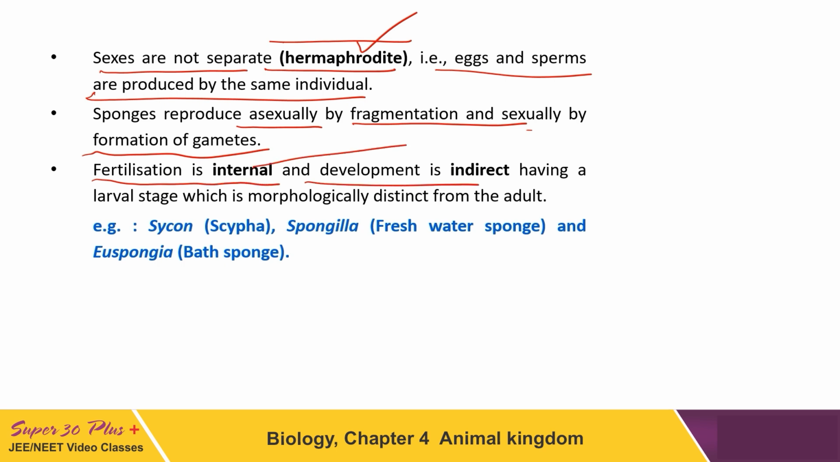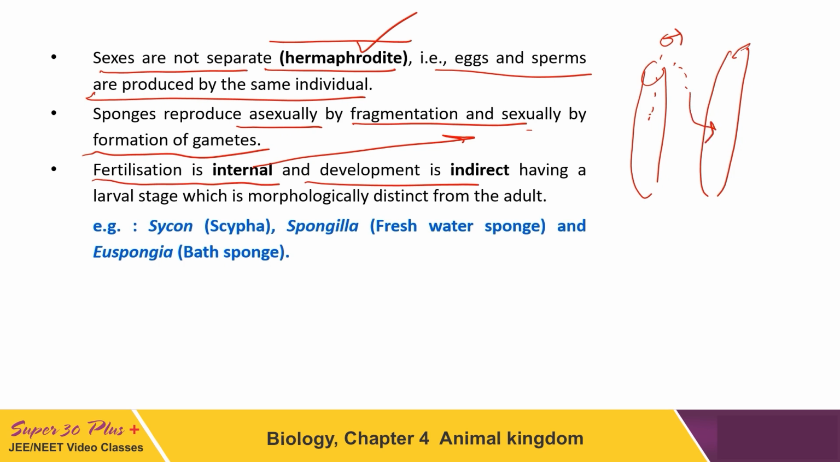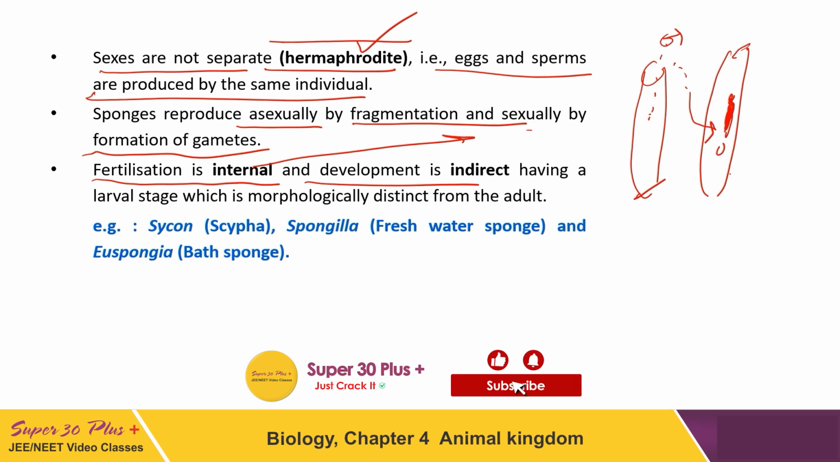You may ask, internal, how? The sperm do not move. Then how are the gametes transported to the other? You see, this is one sponge and this is the body of another sponge, both hermaphrodite. This one will release sperm. The sperm with water will enter into the body of the other sponge, and fertilization will take place there. The egg is inside the body, and the sperm of the other sponge will fertilize it. Internal fertilization, indirect development, you have to remember.